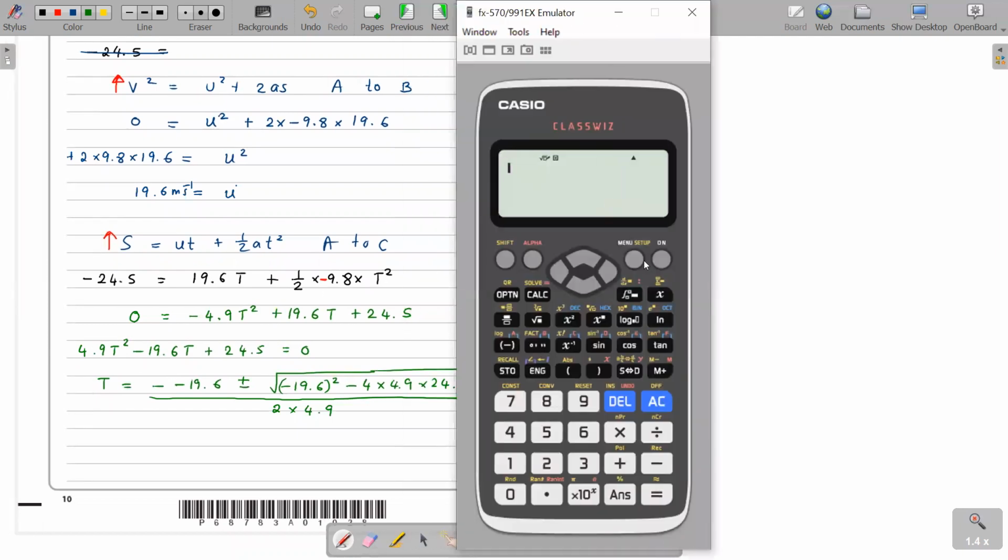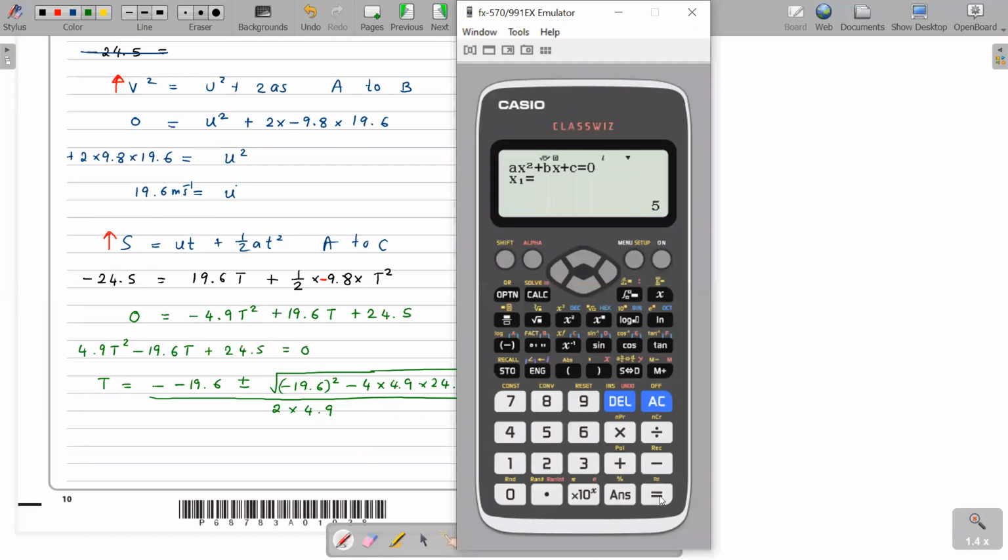Okay, so it's there to be seen now. So what are the answers we get? Let me just type 4.9, minus 19.6 and minus 24.5, right?